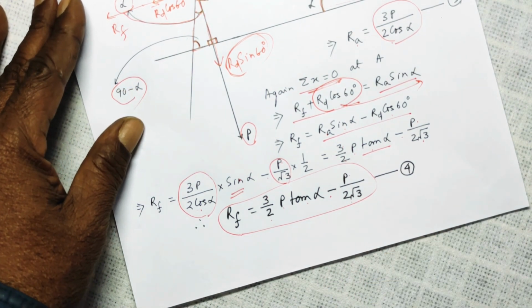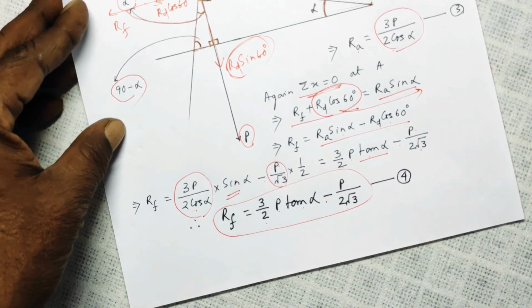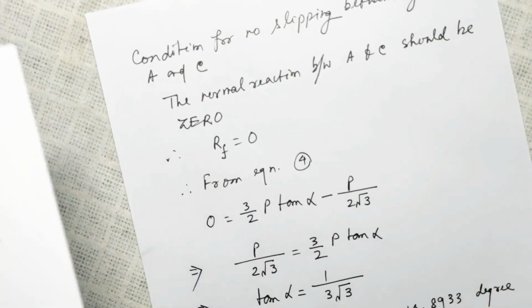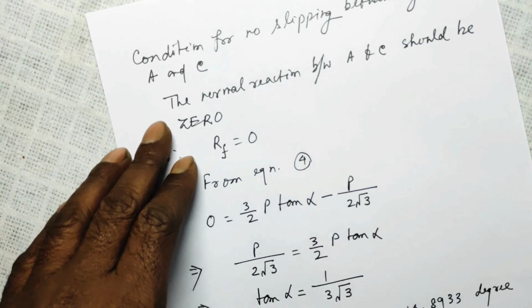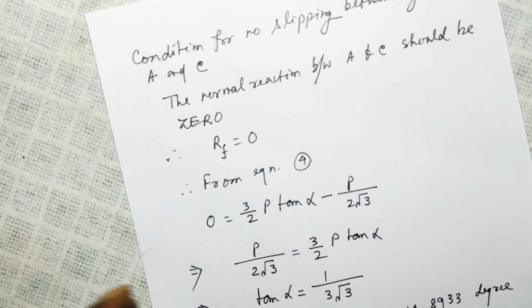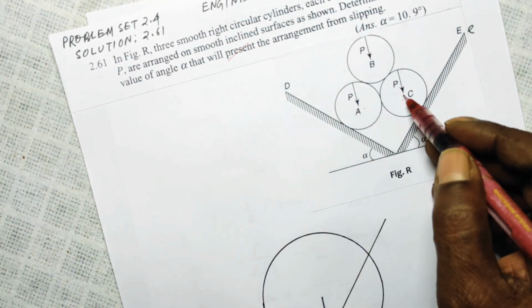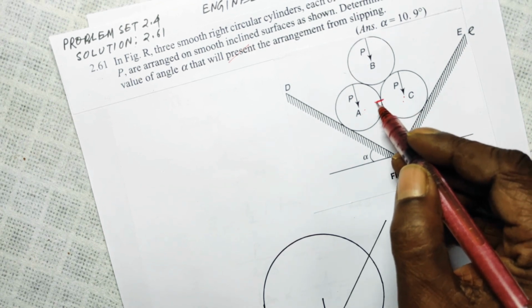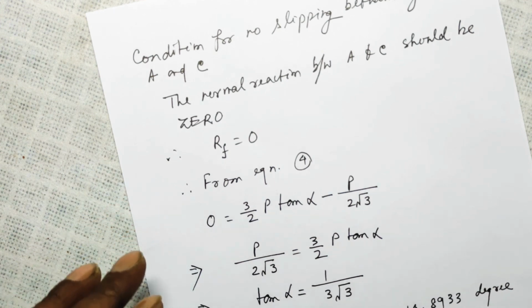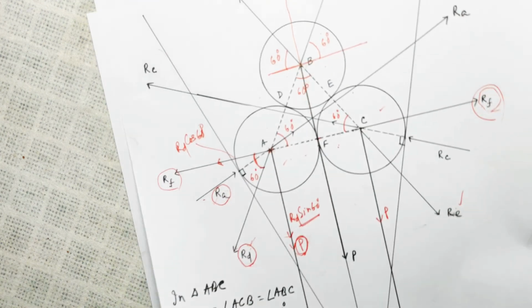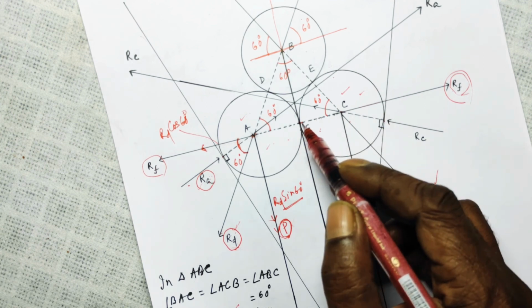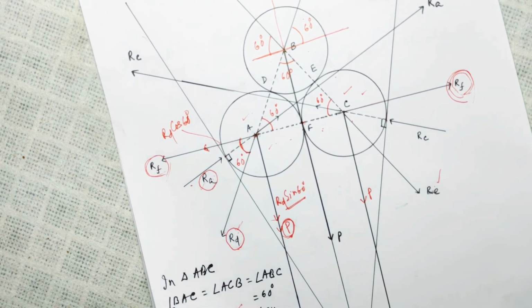Now the last part is interesting, to find alpha. Now look at the statement: condition for no slipping between the cylinders A and C. If you look at the original diagram, these two cylinders, A and C, are the two cylinders. If they don't slip, here the action reaction must vanish. So in the diagram that I have done for you, between this cylinder and this cylinder at the point of contact F, RF was the action reaction force.